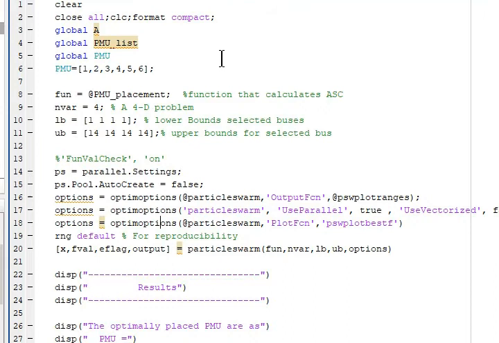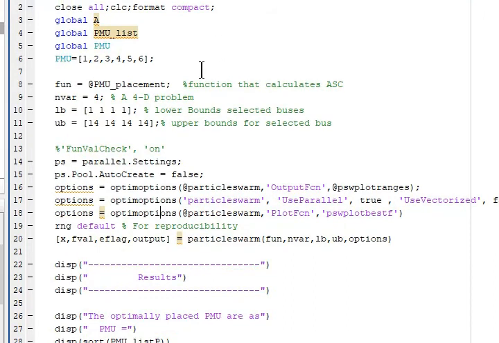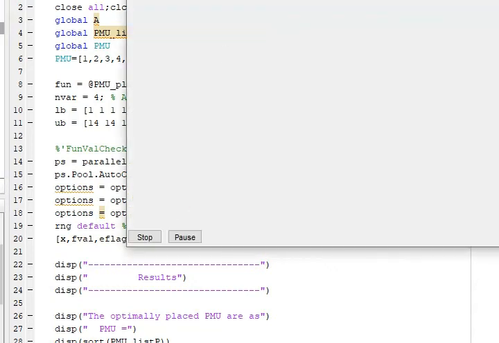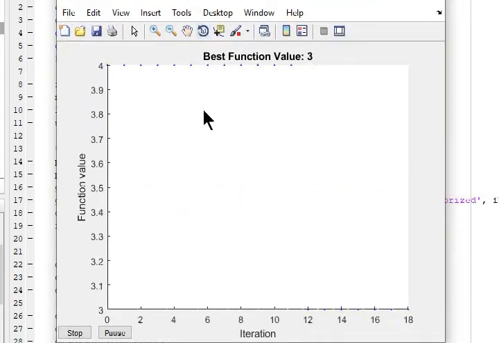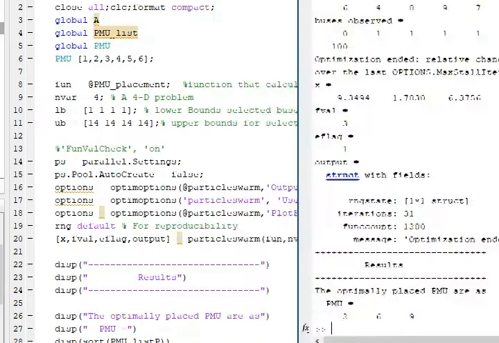So this is our main function, this is the main file, that will be calling the optimization algorithm to find the optimal number of PMUs that should be placed in a power system, and where they should be placed. It will give the results. Let's run it. So it's running. After some time it will give us results. So let's see the results. What are the results?